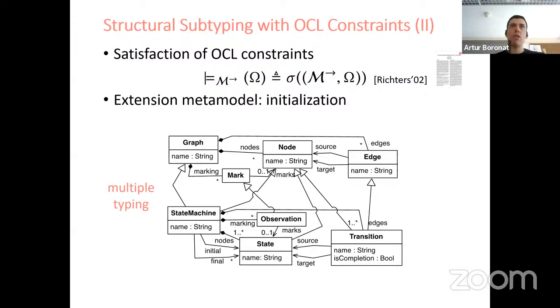So here we have, for example, that the state machine is a subtype of graph, but it's also a subtype of node. Why? Because they both have the same structure. They have this name, and they also have these features. These references are the same.